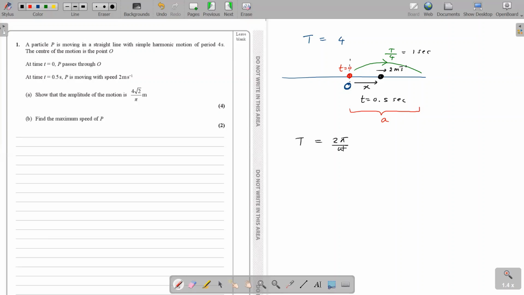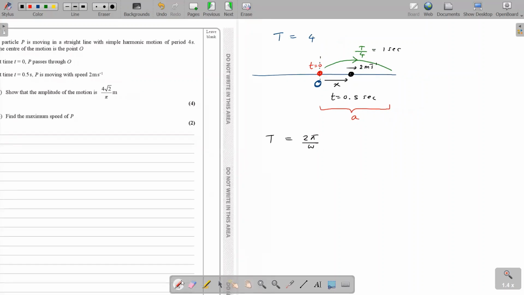So what are the main equations that we use in SHM? T equals 2 pi over omega. The other ones are x equals a sine omega t, x equals a cos omega t, and v squared equals omega squared times (a squared minus x squared). These are the main equations that we use here. We are going to get our answers by using these equations. First we will start with T equals 2 pi over omega, because we know the periodic time.